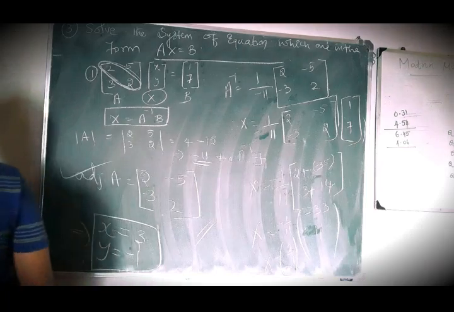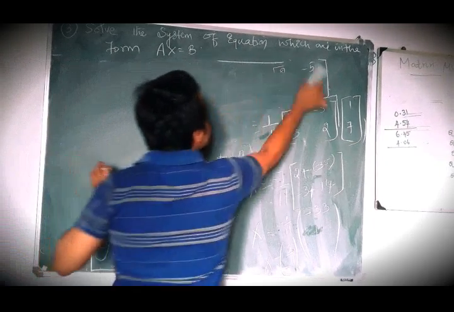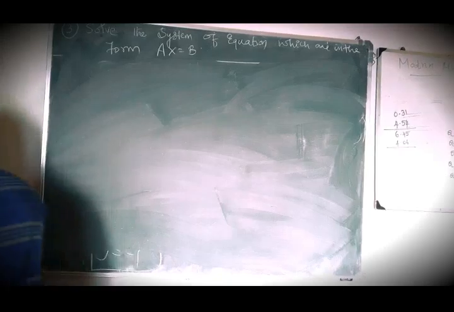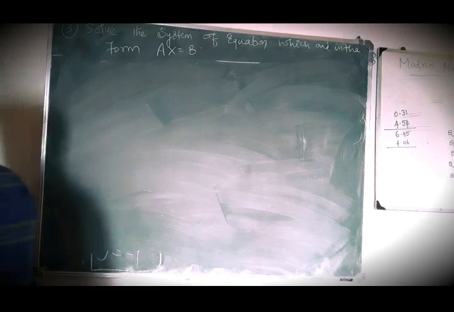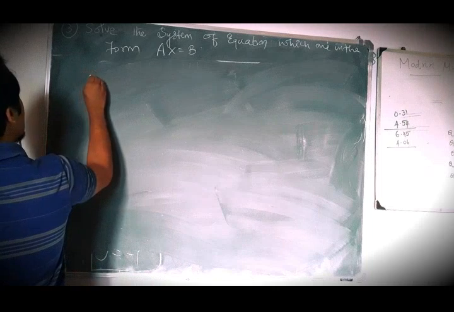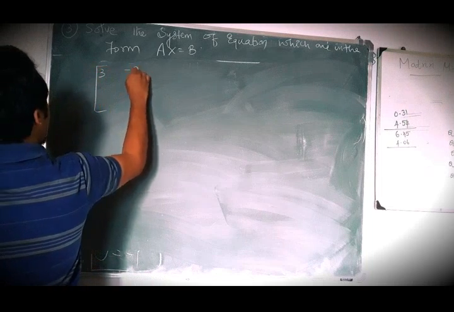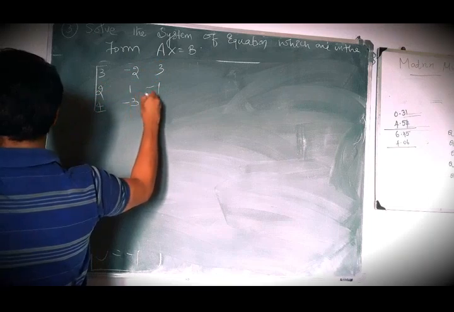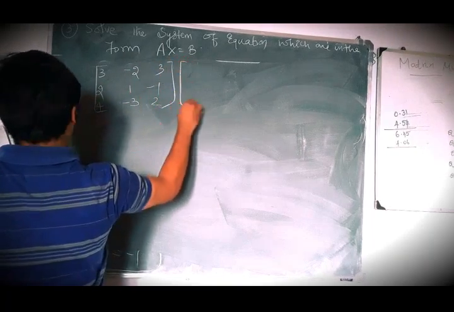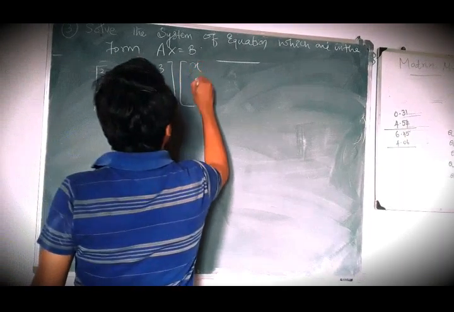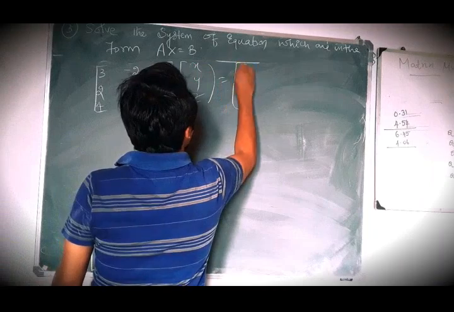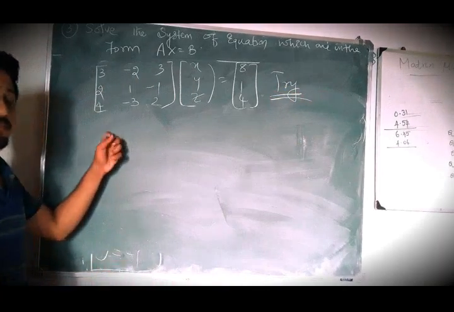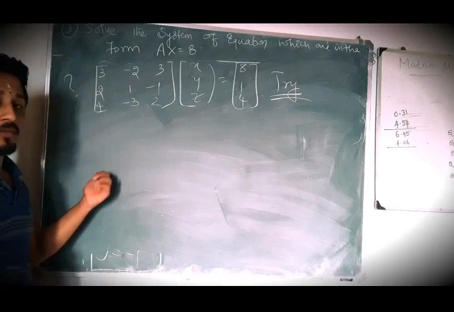So for the next question, just try a 3 by 3 matrix. The question is: 3, minus 2, 3, 2, 1, minus 1, 4, minus 3, 2, times x, y, z equals 4, 8, 1. Try this. Is it clear?